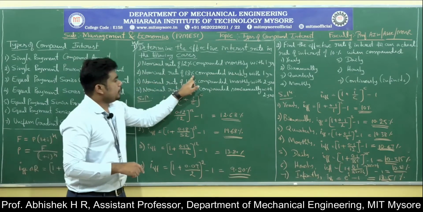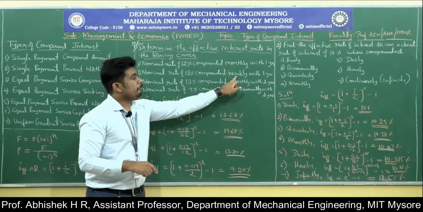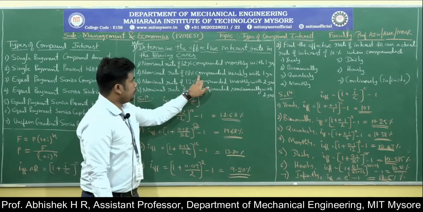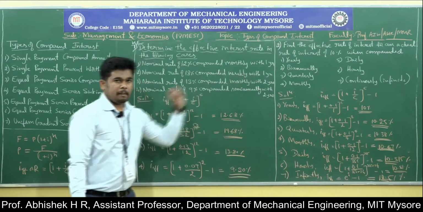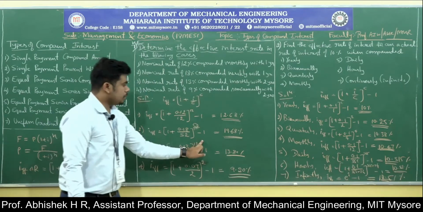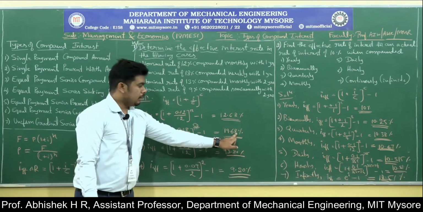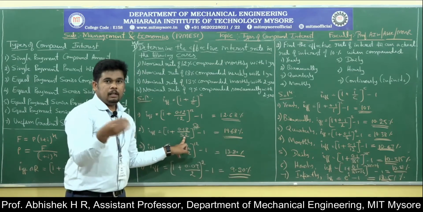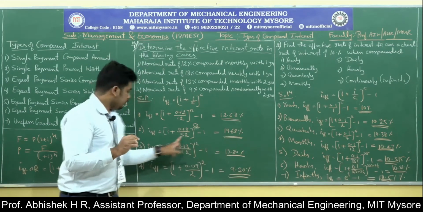Similarly, for the nominal rate of 18% compounded weekly with 1 year, so for the nominal rate of 18% compounded weekly with a time interval of 1 year, we'll get 19.68%. 52 is what? The 52 weeks in a year.